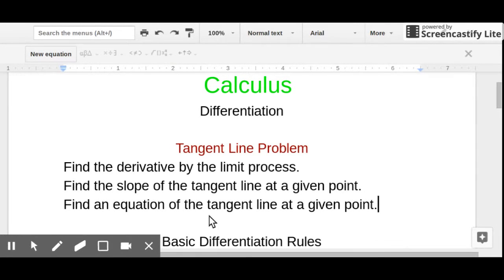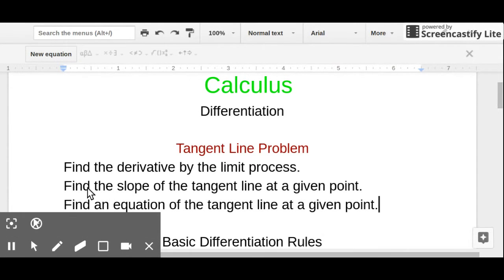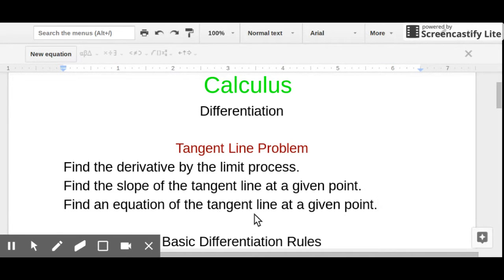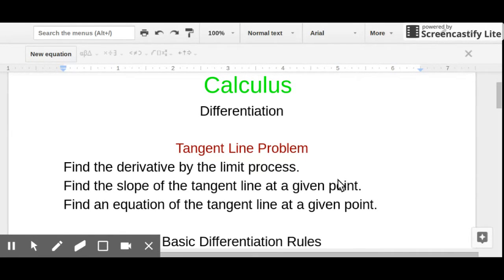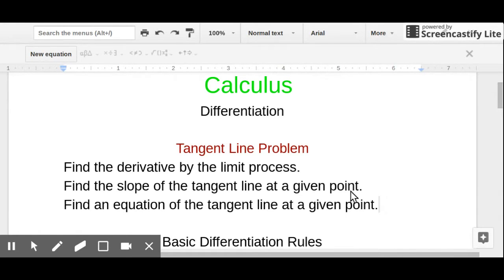Okay, in this section we're going to be going over finding an equation of the tangent line at a given point. We're going to follow the exact processes that we did up here, where we found the derivative and then the slope of the tangent line at the given point. But this time, we're going to write the equation of that tangent line at that given point.